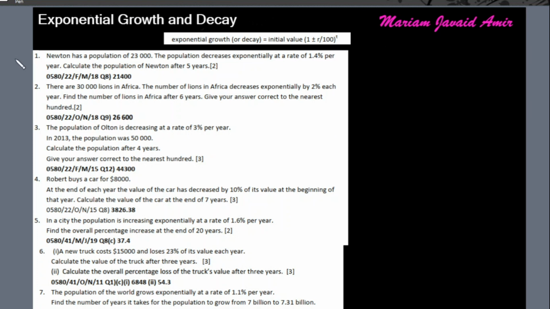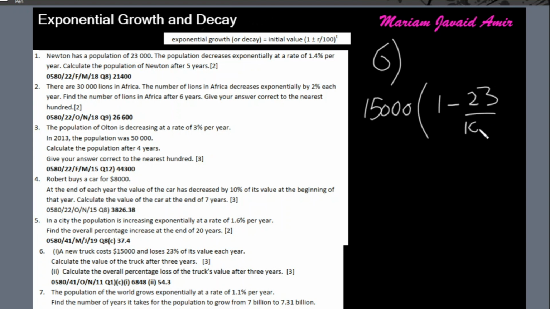Okay, question 6, part 1. A new truck costs 15,000 and loses 23% of its value each year. Calculate the value of the truck after 3 years. So the initial value is 15,000, times 1, it loses its value so minus 23 over 100, after 3 years so power 3.